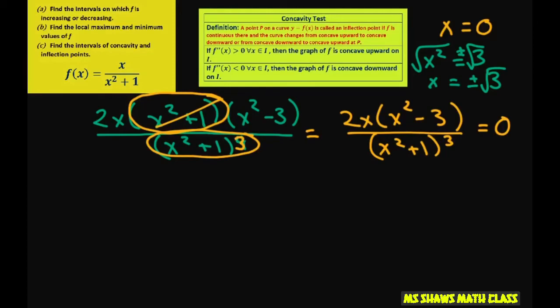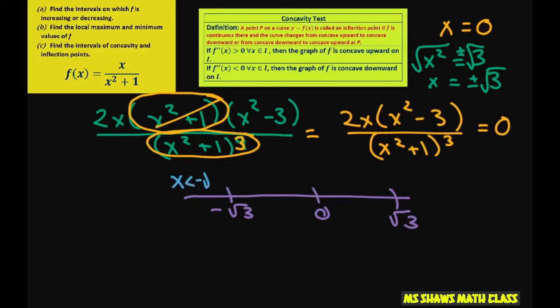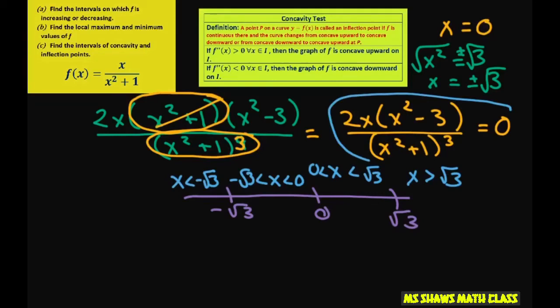So if I do a little graph here, I'm going to get negative square root of 3, 0, and square root of 3. So I have 4 intervals. I have x is less than negative square root of 3, x is in between negative square root of 3 and 0, x is in between 0 and square root of 3, and x is greater than square root of 3. So those are the intervals I'm going to use on the next slide. And then we're going to look at this equation here.